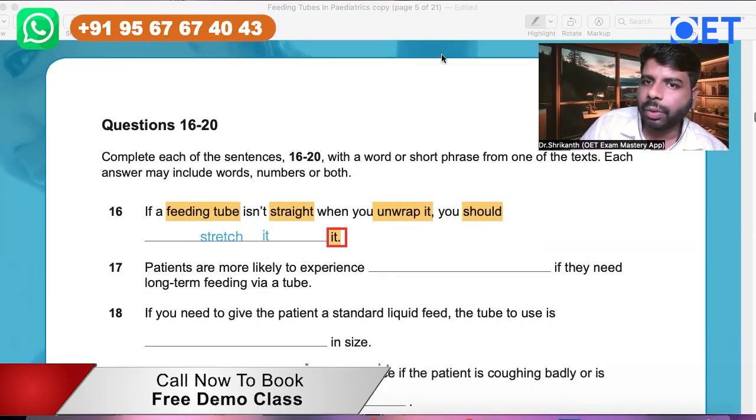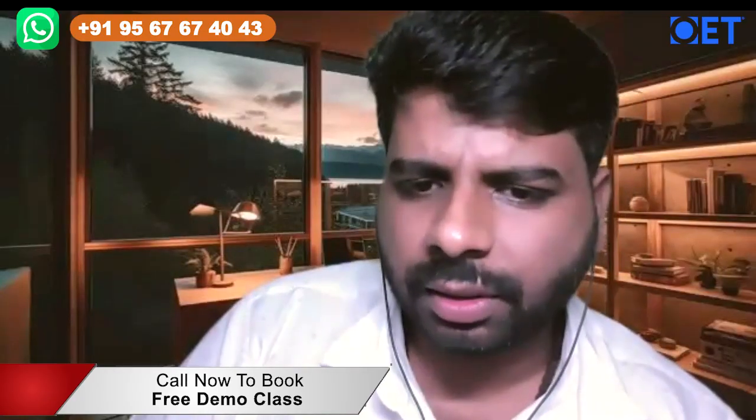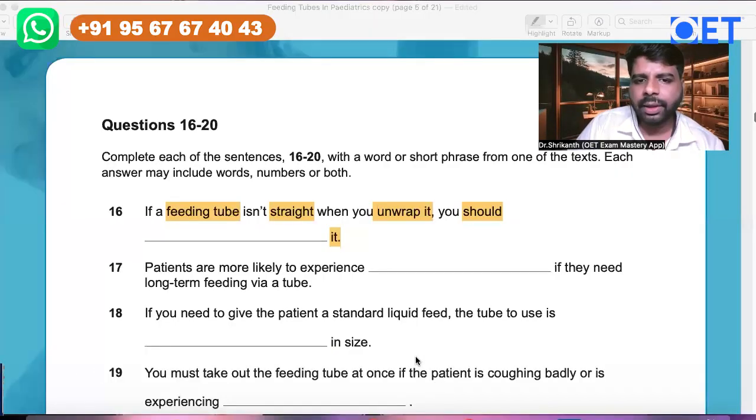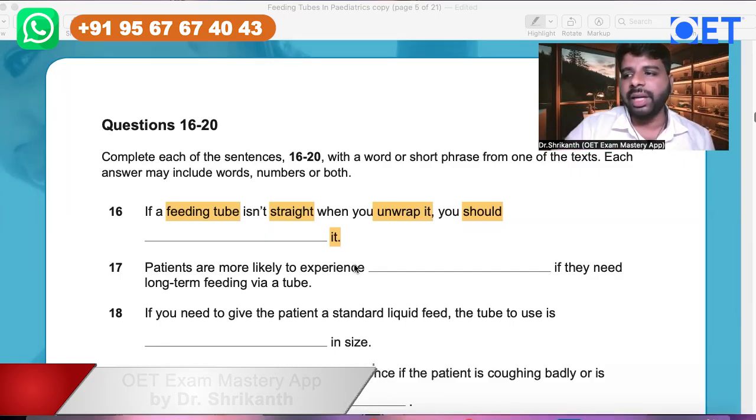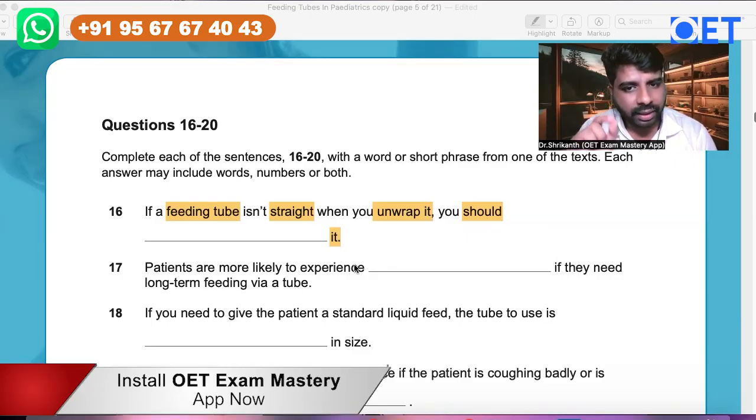So that is why when you are writing, you should make sure that after you write, it forms a meaningful, grammatically accurate sentence. If you write stretch it, that one extra tiny word, it, they will reduce some marks. They will not be giving you full marks over there.